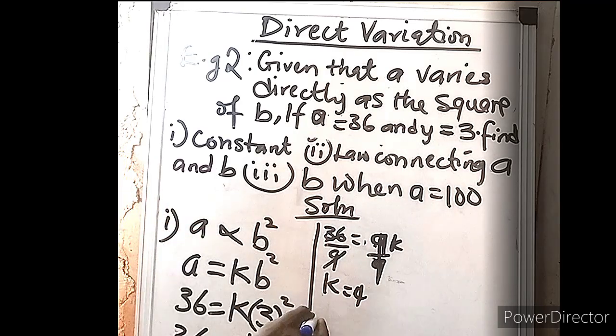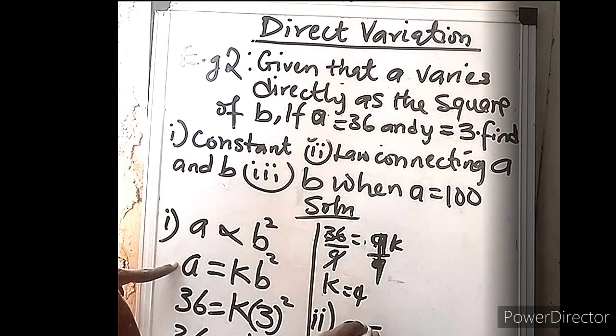So let's quickly look at the second part of the question, the law connecting. I told you the law connecting simply means state out your formula and input the constant. So let's state our formula. A equals, what's now our constant we have gotten, which is 4, connecting both of them, B square. It's as simple as that.